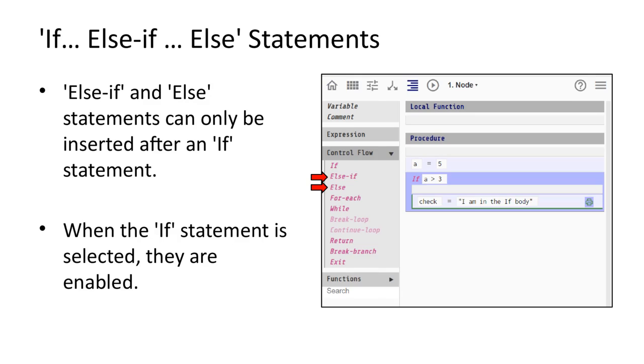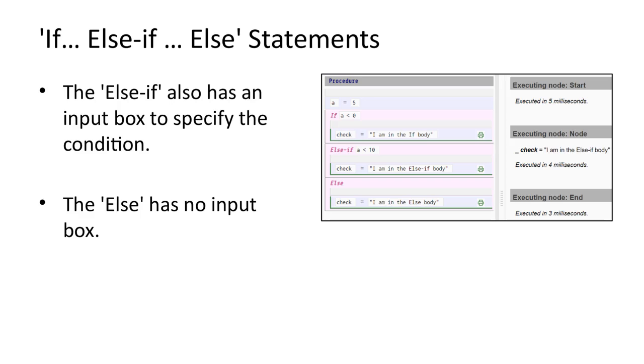The else if and else statements will only become enabled when the line of code with the if condition is selected. The else if statement also has an input box for a condition. But the else has no input box, since there is no need to specify any condition. It contains the final code block that will be executed if all the conditions are false.